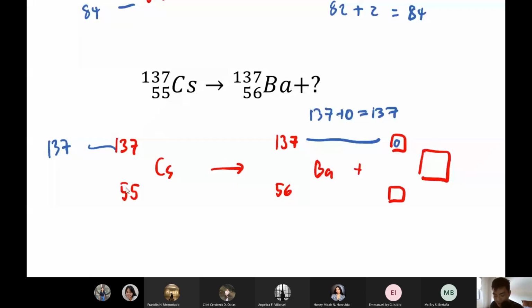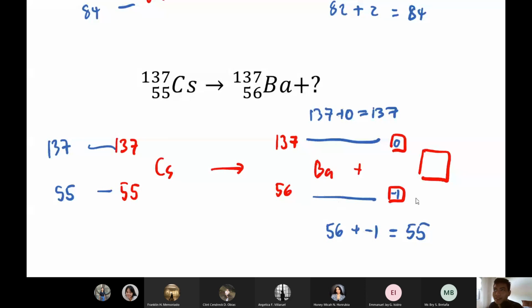O yung baba naman, we have 55 dito. Kailangan mag 55 to. So, 56 plus something equals 55. Ano yung add mo sa 56 para maging 55? Negative 1. Okay. Negative 1 ilalagay mo. So, 56 minus 1 is 55. Okay. So, ibig sabihin, balance na yung protons natin. Medyo weird, no? Pero ganun talaga. This is how nuclear science works.